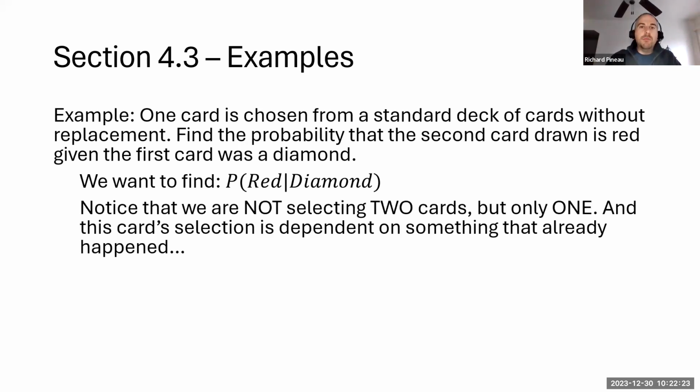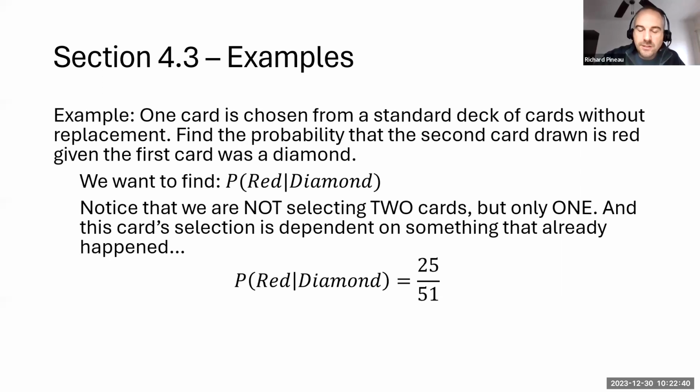Okay, so what then is the probability? We're only considering the red card, not 2 cards in a row, just 1, based on something that had already happened. So the probability that I select a red card, given the first card was a diamond, is 25 out of 51. Now let's make sure we understand why that is the case.